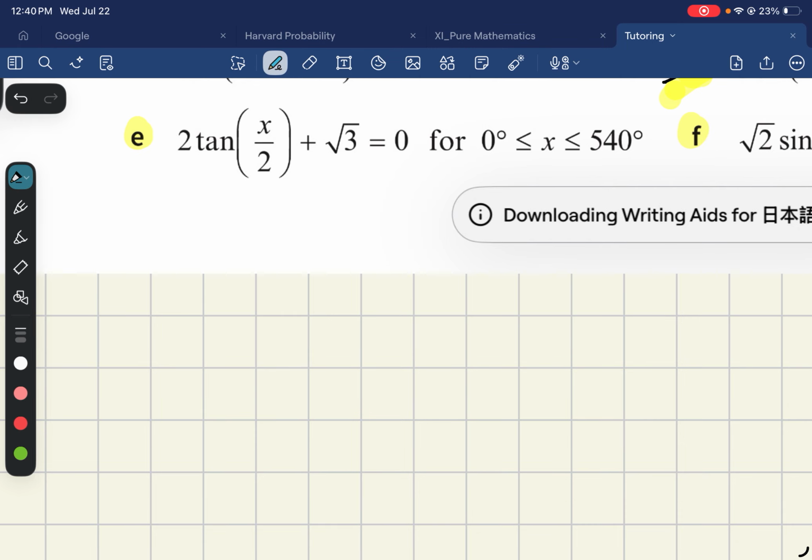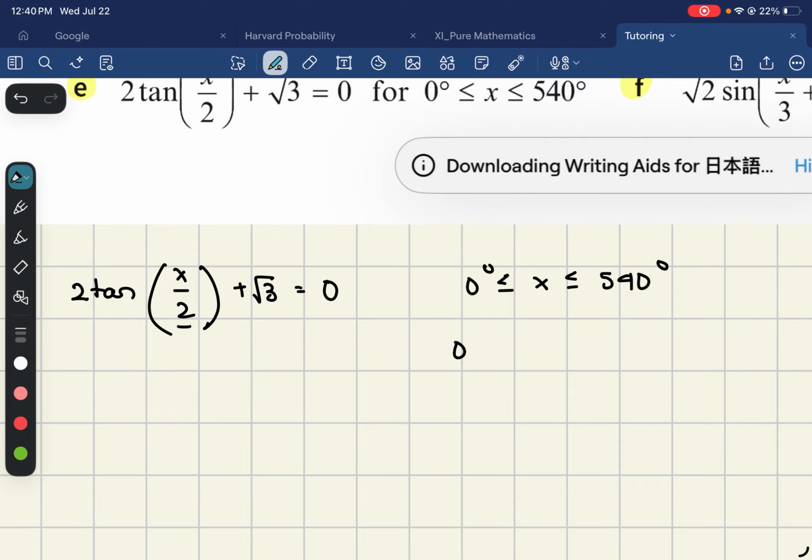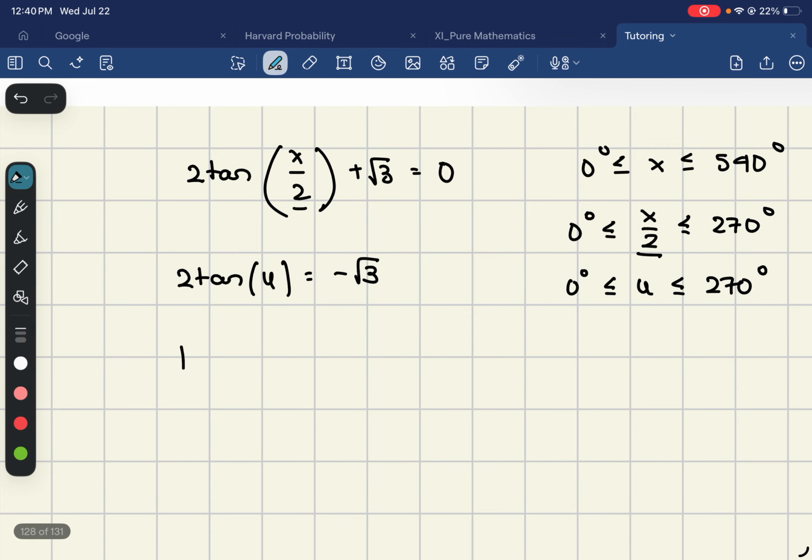All right, so we have 2 tan of x over 2 plus root 3 is equal to 0, for x between 0 and 540 degrees. So we are working with x divided by 2 now. So 0 divided by 2 is 0. For x, 540 divided by 2 is 270. So we're only working between 0 and 270 degrees. And let's rename x over 2 as u. All right, so I'm going to call this 2 tan u is equal to, take root 3 to the other side, I get negative root 3. And I get tan u is negative root 3 over 2.